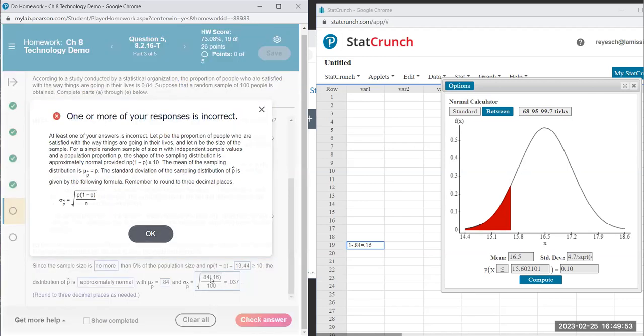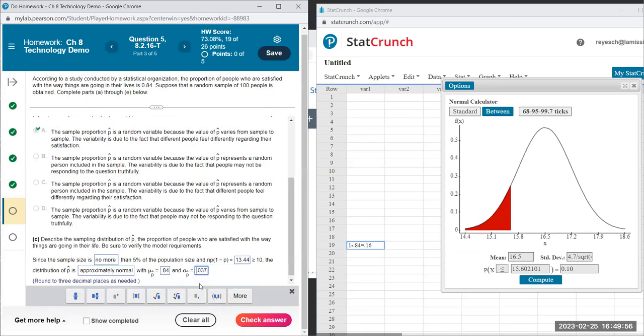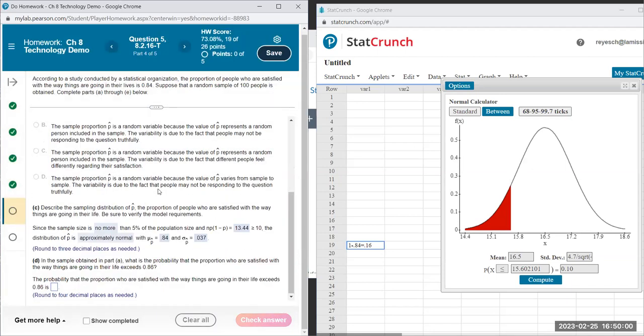Oops, that's going to mark it wrong. I forgot to erase this. Can you erase that? As soon as I had entered it, I realized that I didn't erase that.